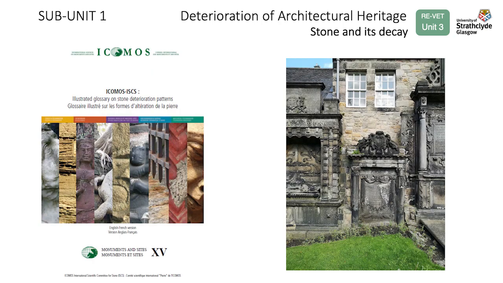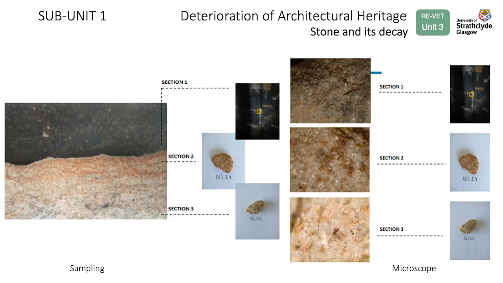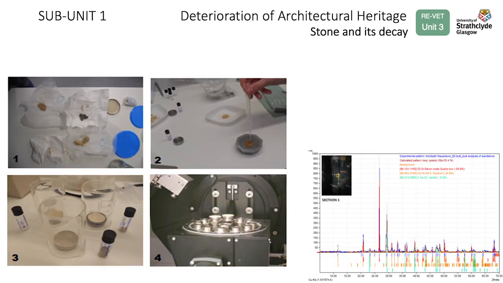The ICOMOS Stone Glossary illustrates and defines the individual stone pathologies. This glossary should be used for consistency and developed considering also the combination of pathologies present in buildings. Preliminary studies to study the type of stone and its decay include sampling, mineralogical petrographic analysis, and chemical and biological analysis.